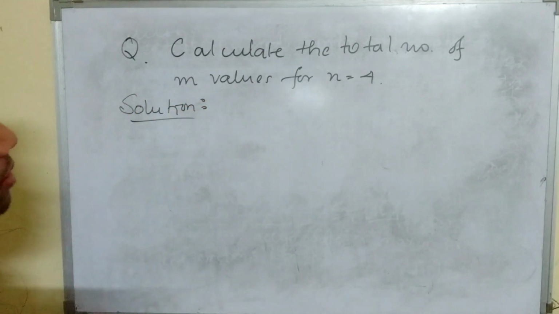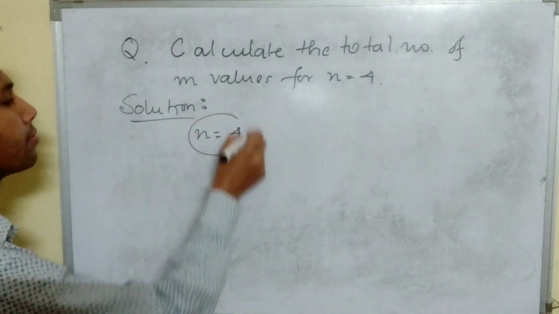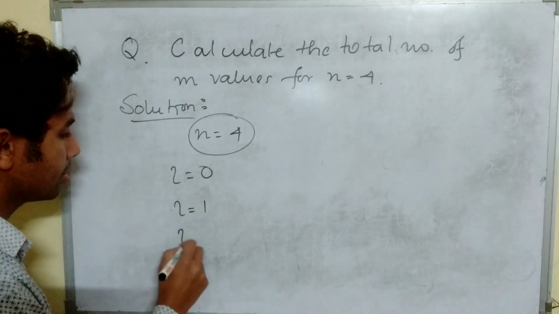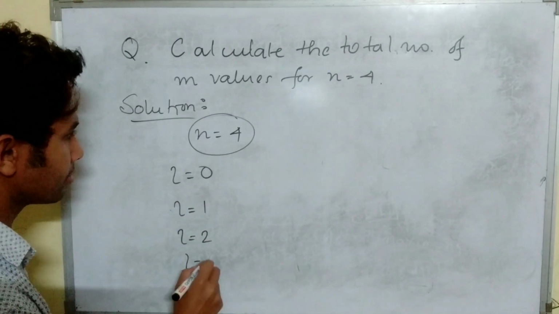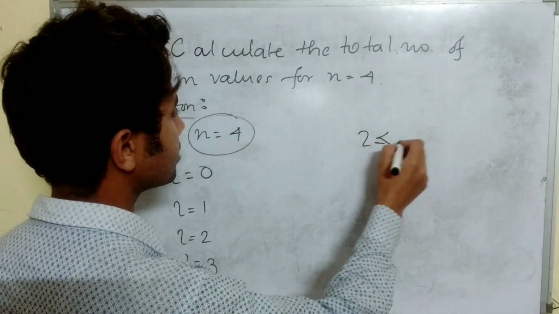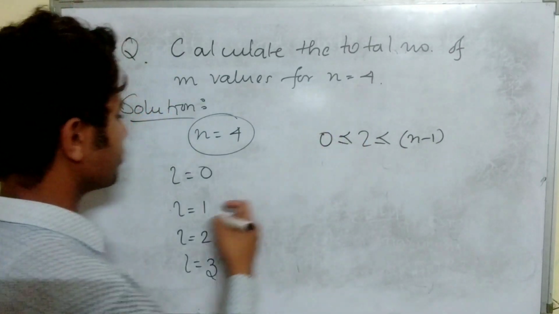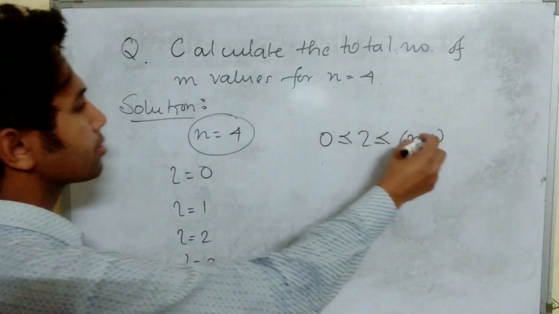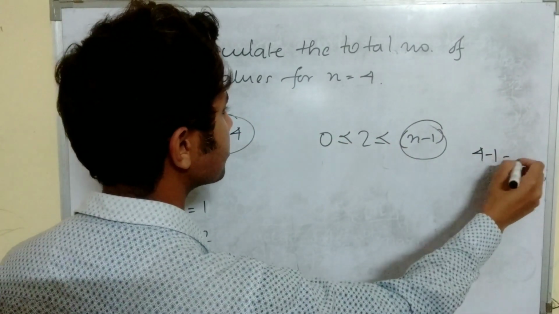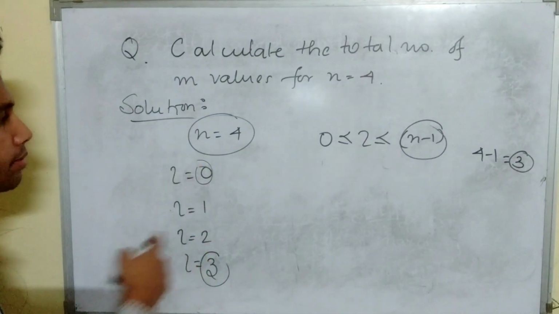We see that n is equal to 4 here. So for n is equal to 4, we are getting l is equal to 0, l is equal to 1, l is equal to 2, l is equal to 3, as l is less than or equal to n minus 1 and greater than or equal to 0. So n minus 1 will be 4 minus 1, which is equal to 3. So from 0 to 3, we will get the values of l.